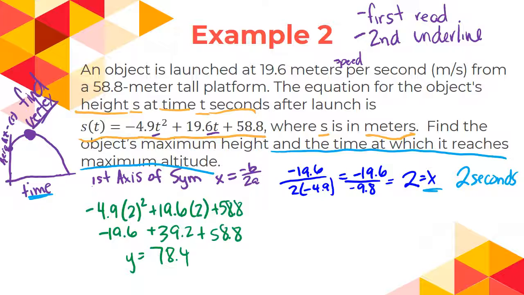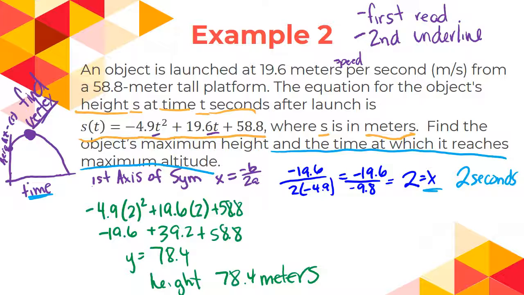So the y value of my vertex is the height. So my height, my max height, is 78.4, and I have to label if it's height. It's meters because of what I've underlined in the question. So to answer both questions, the max height is 58.4 at time of 2 seconds.